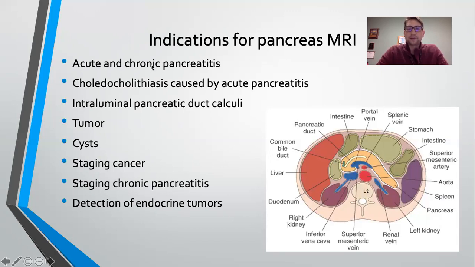Indications for pancreas: acute or chronic pancreatitis. If you have anything going on with not only the pancreas, but the biliary tree, that could be a reason to look at the pancreas. If you have stones within the pancreatic duct, tumor, cyst, staging a cancer. Pancreatic cancer has a high mortality rate, so not many patients survive pancreatic cancer. And I think that's what Alex Trebek passed away from. It's a very low survival rate type of cancer.